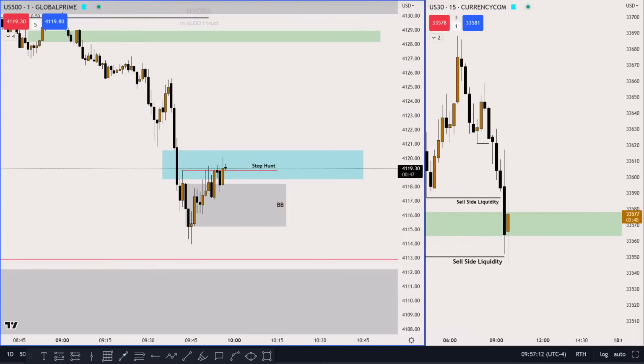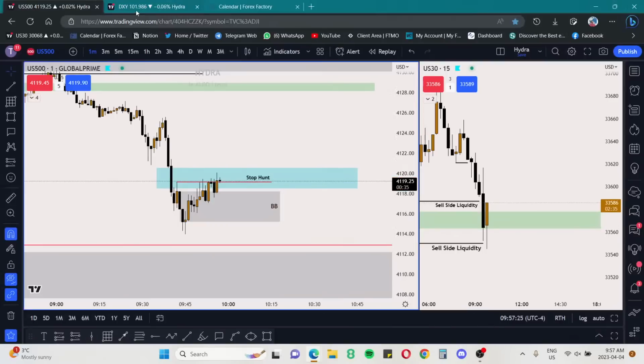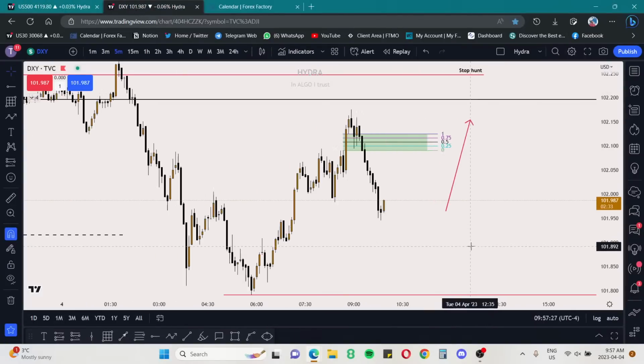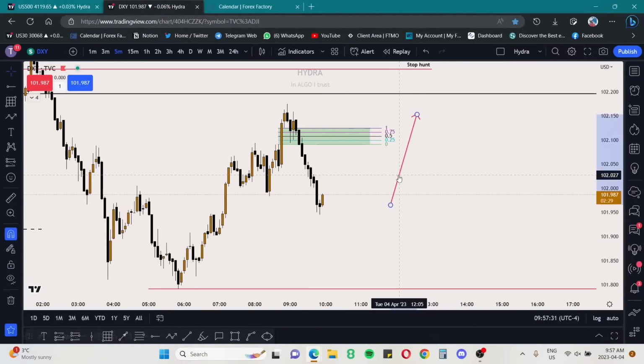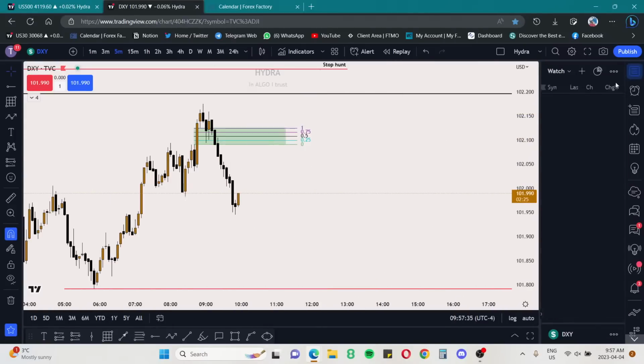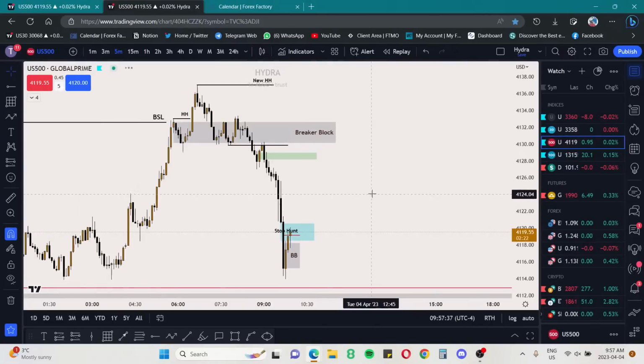It's 9:57, only 3 minutes until the news hits. If you are in a trade, please close it. Please be patient. Okay, you are not missing anything. Let's see what DXY does. US 500.